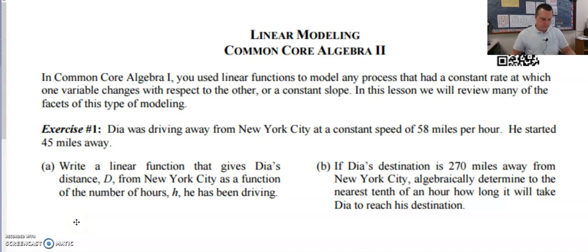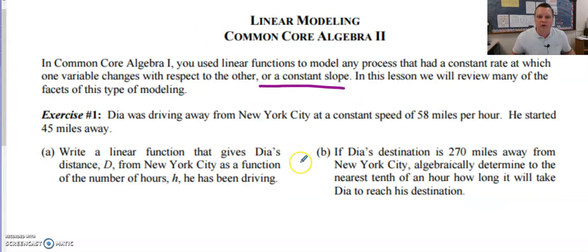Hello everyone. We are in Unit 3, Lesson 4. We're talking about linear modeling. In Common Core Algebra 1, you started using linear modeling to model any process that had a constant rate at which one variable changes with respect to another. This is all up at the top here, a constant slope. So we'll review some facets of this type of modeling and what we will draw from it.